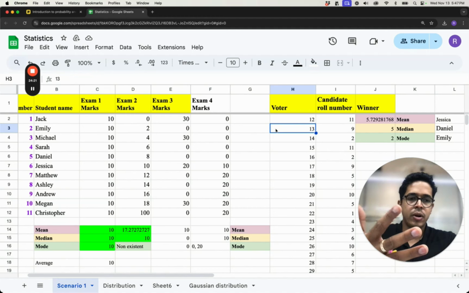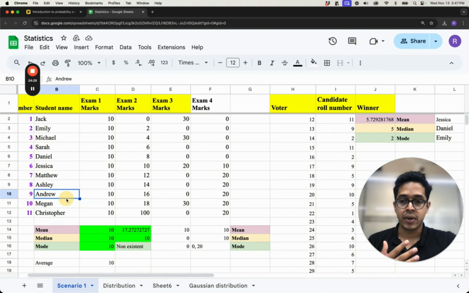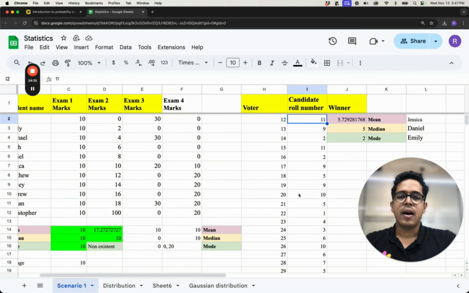And let's say your roll number is 13, and you're voting for candidate 9, whose roll number is 9, Andrew, right? So here I have created a random set of numbers. And now we want to figure out who won the election.